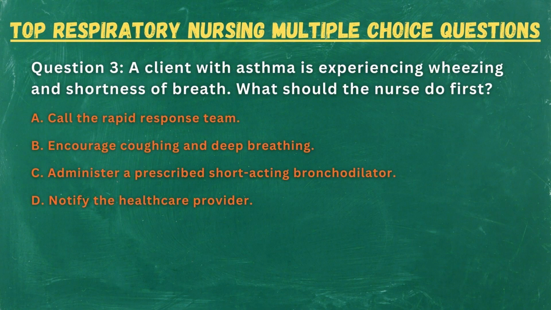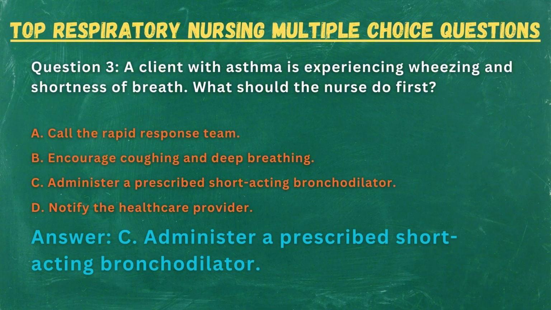Question 3. A client with asthma is experiencing wheezing and shortness of breath. What should the nurse do first? A. Call the rapid response team. B. Encourage coughing and deep breathing. C. Administer a prescribed short-acting bronchodilator. D. Notify the healthcare provider. Answer. C. Administer a prescribed short-acting bronchodilator.